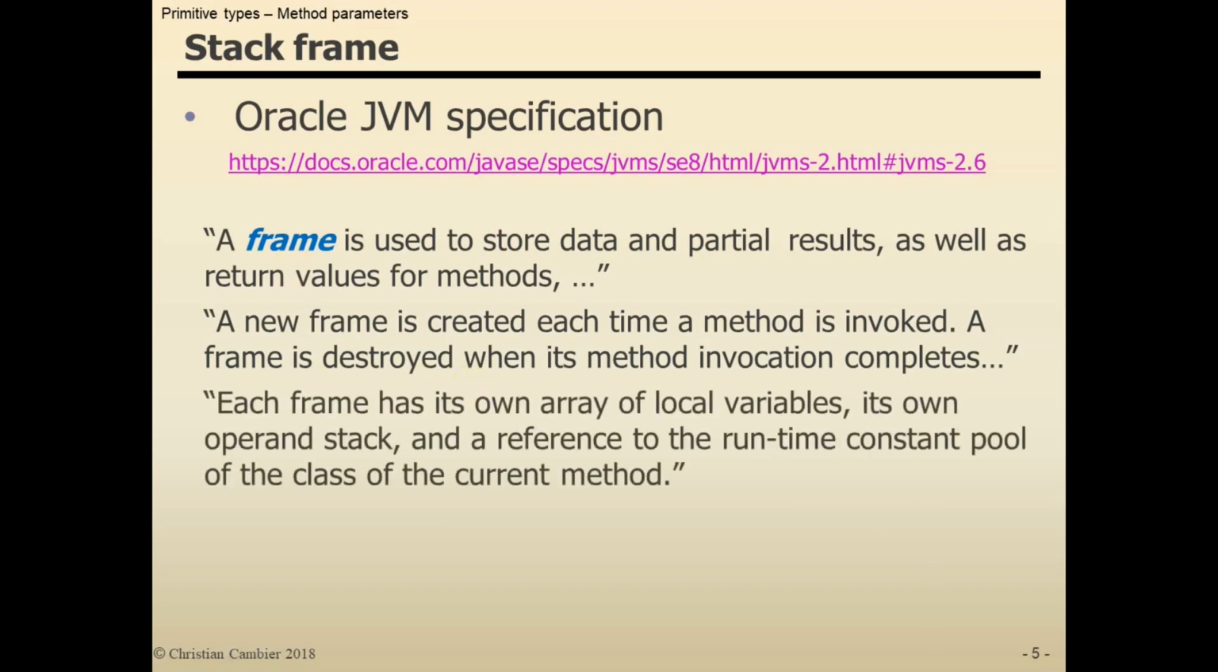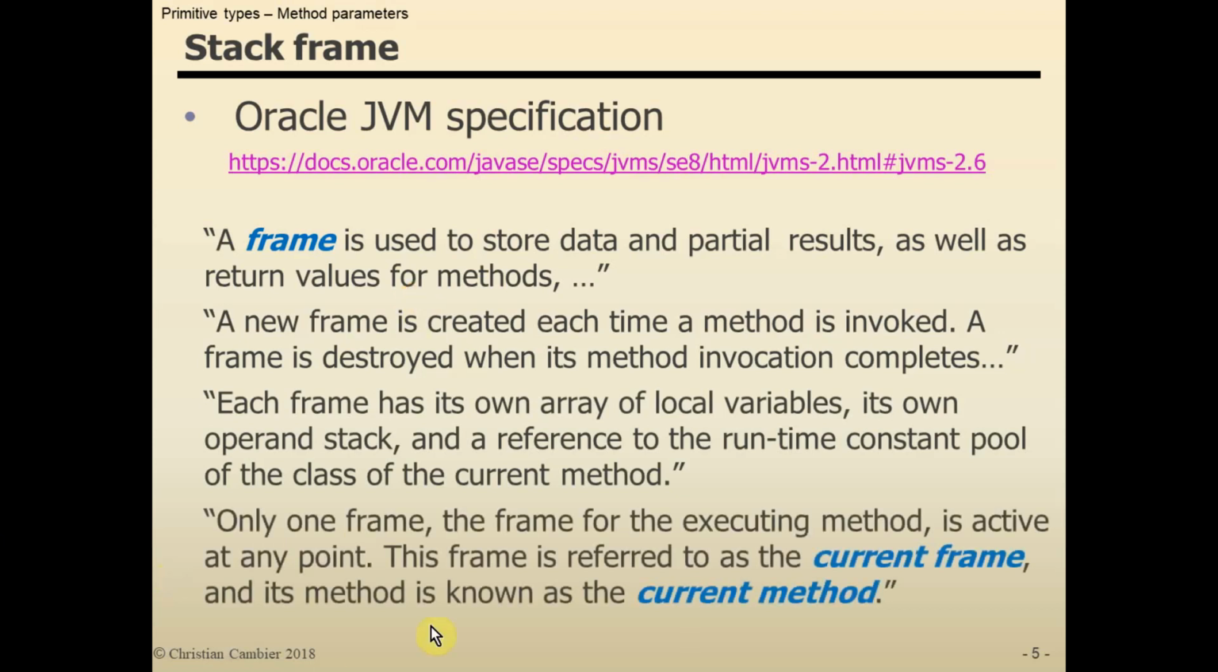Each frame has its own array of local variables, its own operand stack, and a reference to the runtime constant pool of the class of the current method. And finally, only one frame, the frame for the executing method, is active at any point. This frame is referred to as the current frame, and its method is known as the current method. So in the beginning, the current frame was that of the main method, and that was the current method. We invoke the add method. The current method becomes the add method, and the current frame is that of the add method.